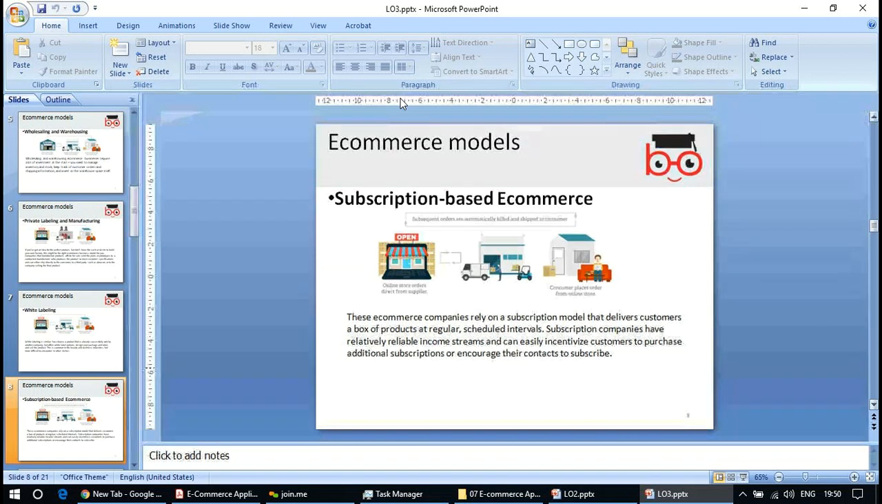So subscription based gives you less profit but guaranteed customers. Okay.